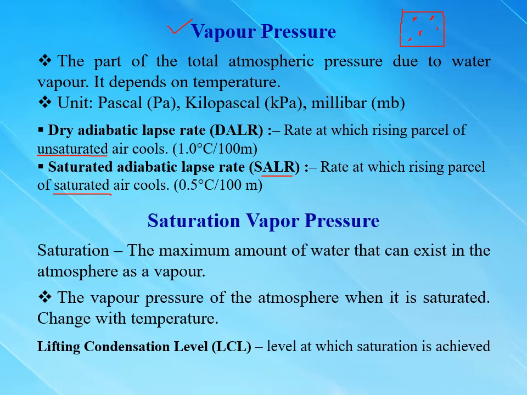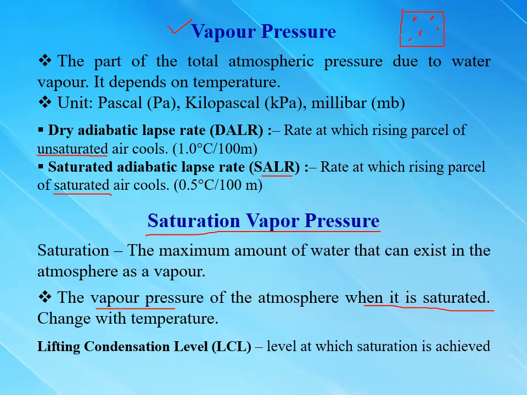Now there exists another term which is known as saturation vapor pressure. From the term you can get an idea that it is the vapor pressure of the atmosphere when the atmosphere is saturated with water vapor content. That means it reaches its peak, it reaches the maximum limit, that is, it contains 100% of water vapor. At this saturated condition, the vapor pressure is known as saturation vapor pressure.